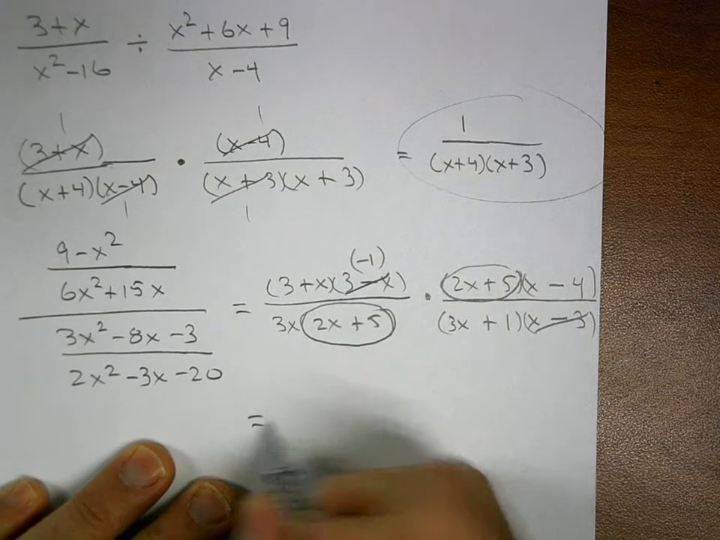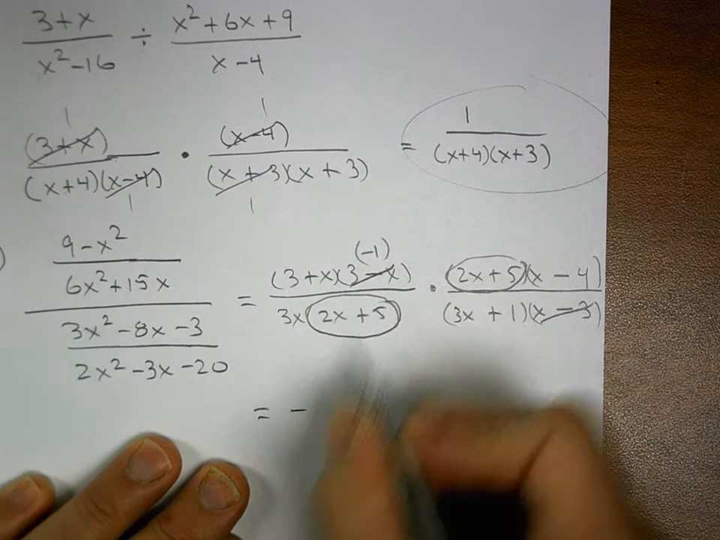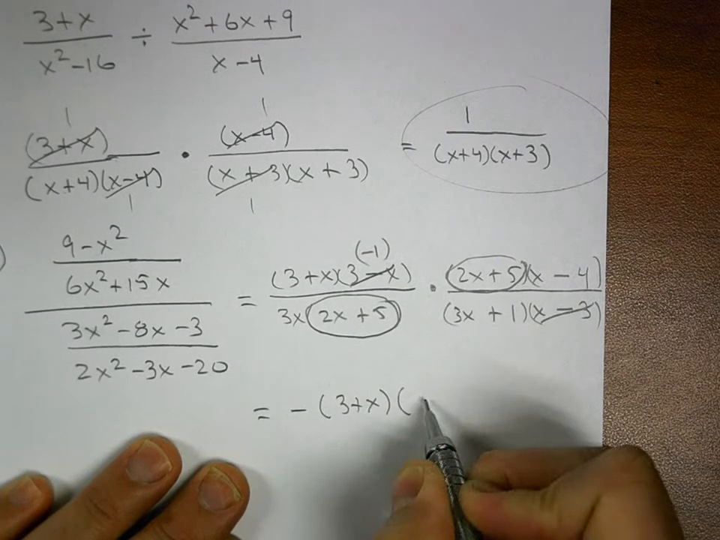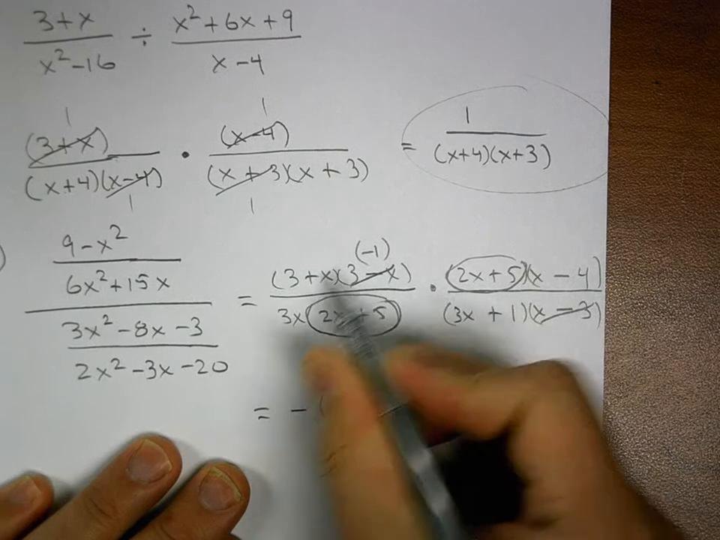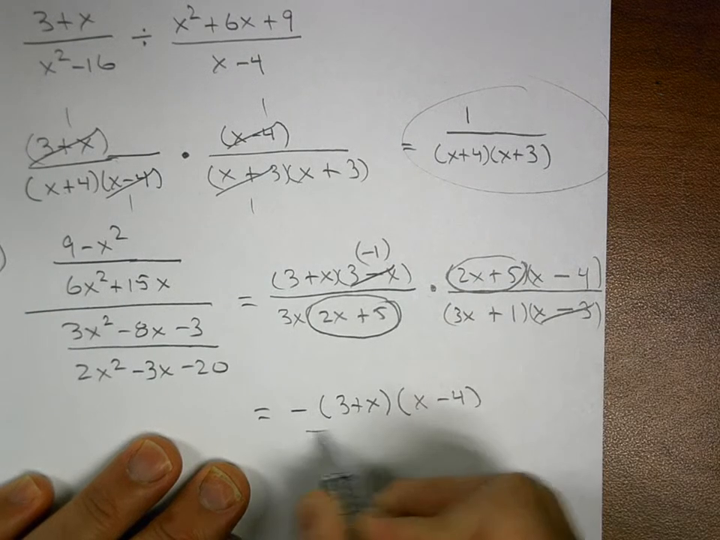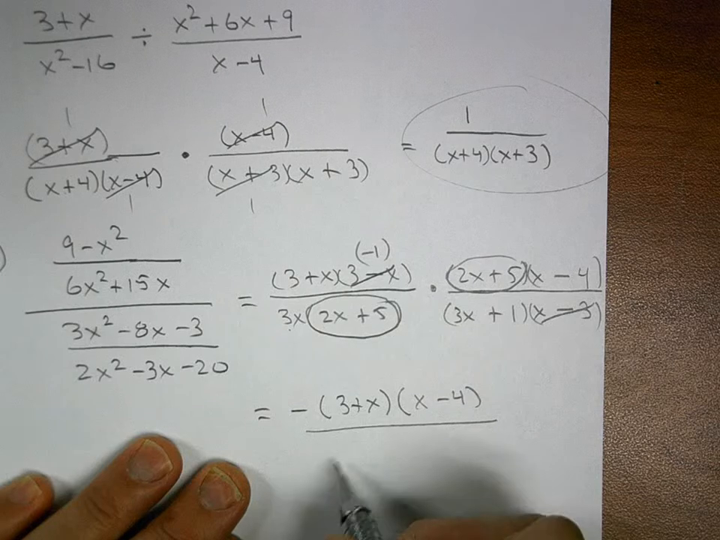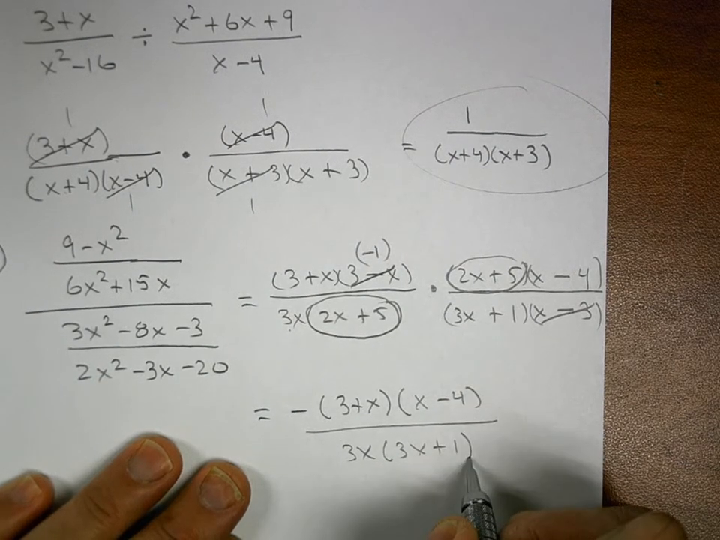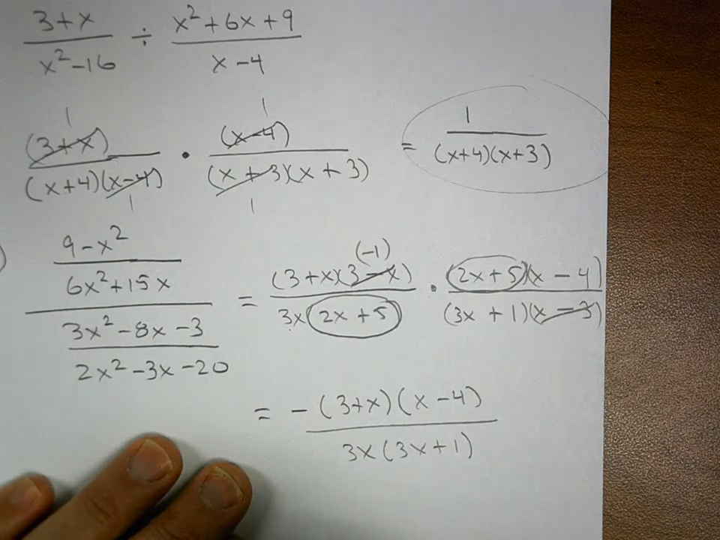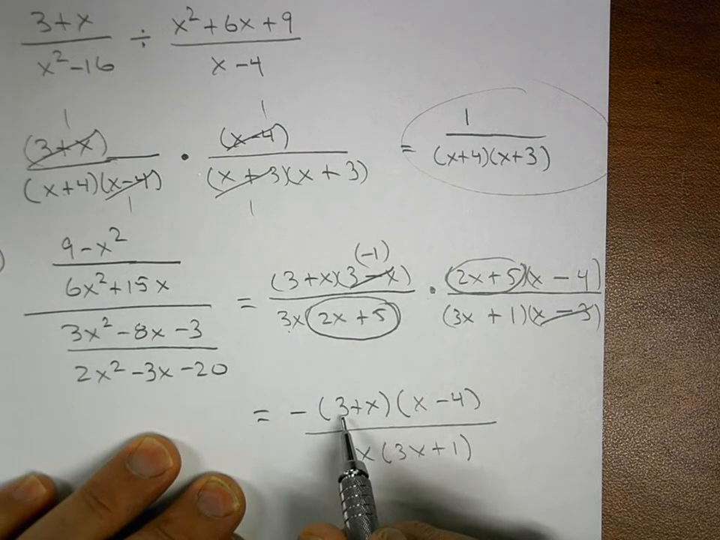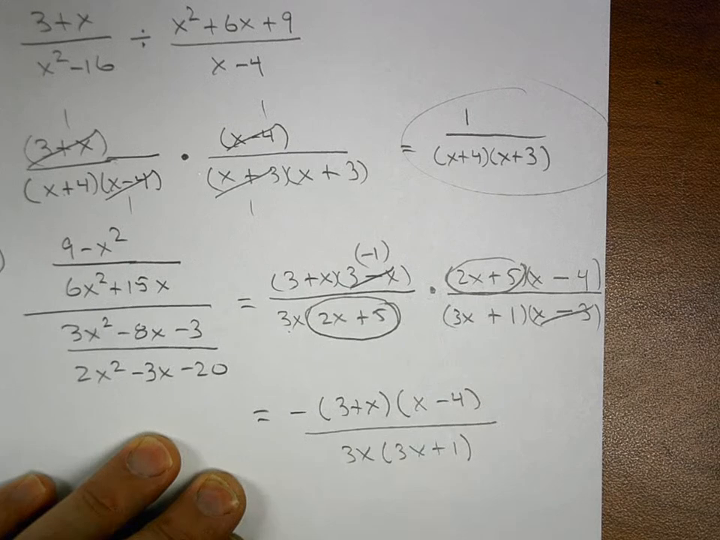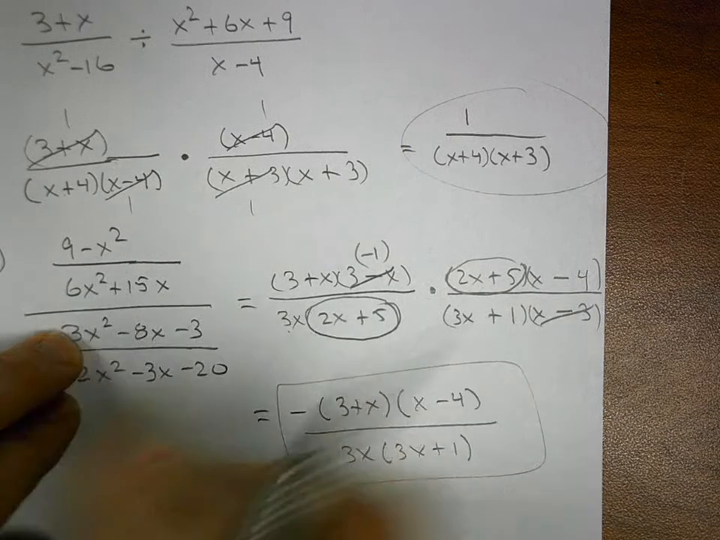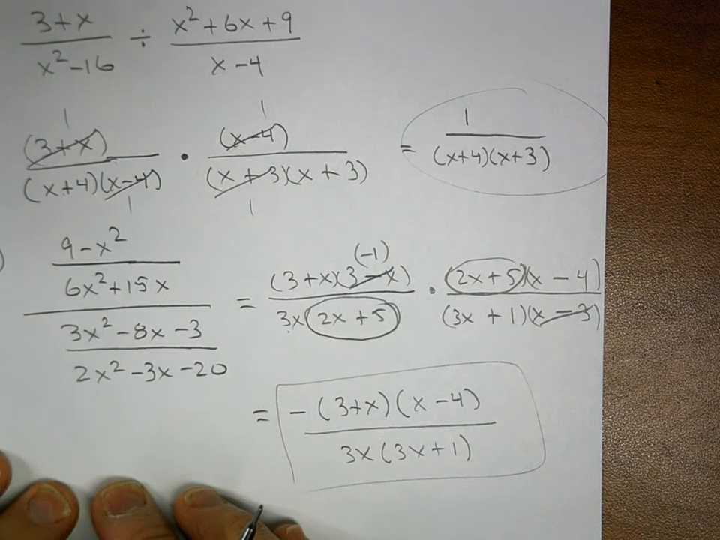Okay, is there anything else that reduces? No. Okay, so let's try what we have. We have negative, there's my negative 1, times 3 plus x, x minus 4, over 3x and 3x plus 1. There you go. If you want to call that x plus 3 and not change anything else, that's fine. Or you can just leave it as is. So it's division, it's multiplication, flip and multiply that. And then factor and reduce. There we go.